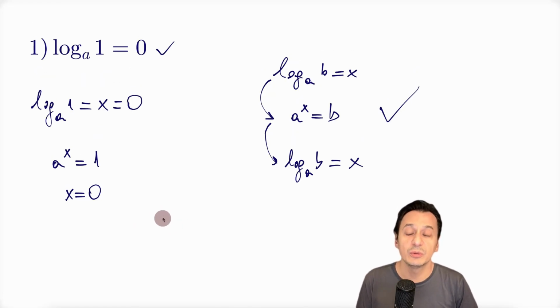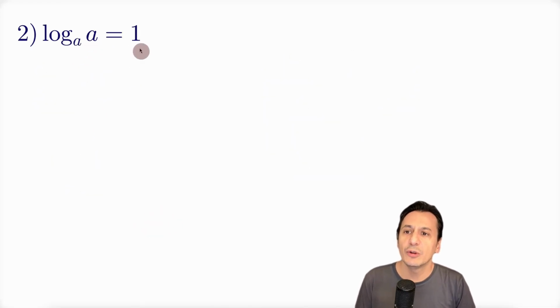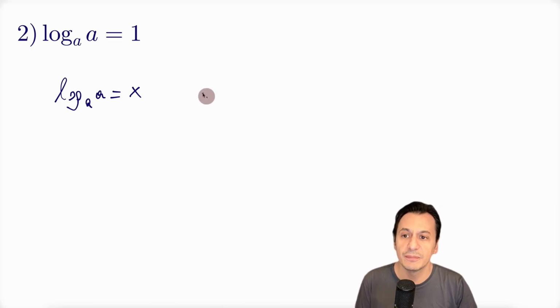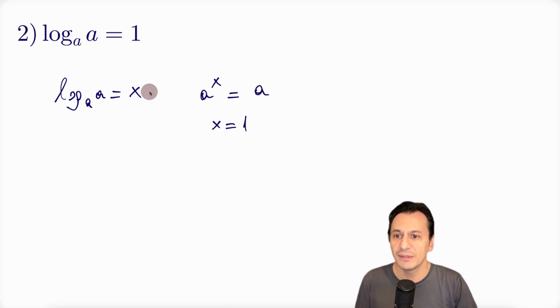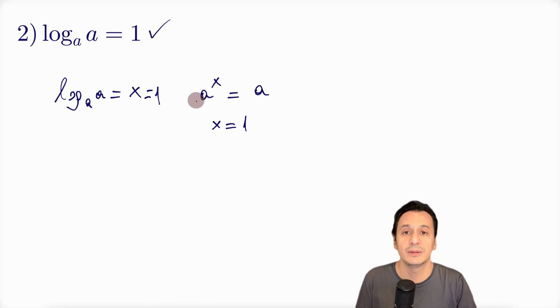Let's move on to our second rule. Logarithm base a of a is said to equal 1. We don't know that. Let's say log base a of a equals x and write our definition. I'll say a to the power of x equals a. What should x be for this equality to hold? Since the first power of a number is equal to itself, x will be 1 here. Let's write it, equals 1. So we've established our second rule as well.